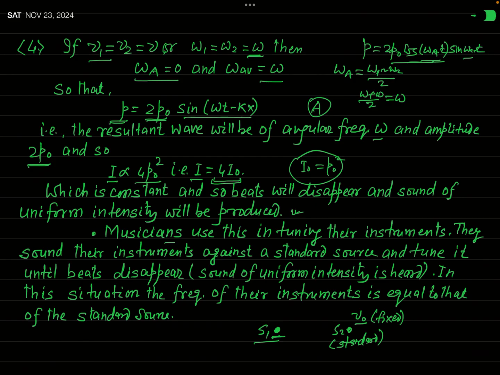Actually, this principle is used by musicians in tuning their instruments. When you say tuning their instruments, it means the musician matches the frequency of his musical instrument with a standard source. And for this, they sound their instruments against a standard source and tune it until beats disappear. That is, sound of uniform intensity is heard. When beats disappear, it means the intensity produced by the musical instrument and that of the standard source become equal. So in this situation, the frequency of the instrument is equal to that of the standard source. So this principle of beats is utilized by the musician to tune his musical instrument with a standard source. Okay, so I think you have clearly understood these concepts.